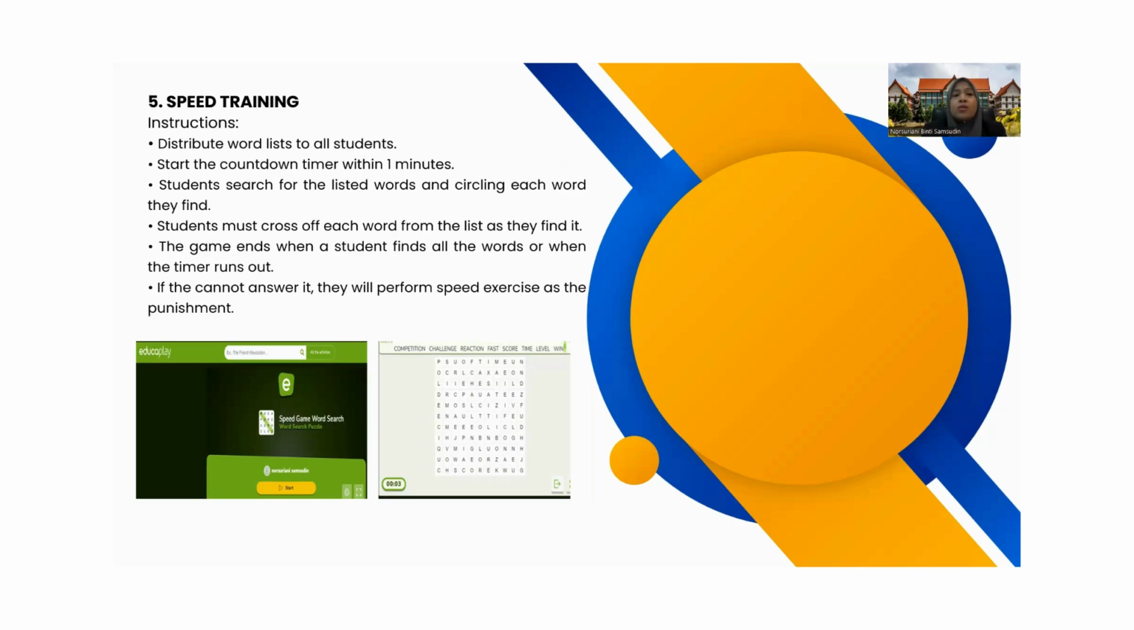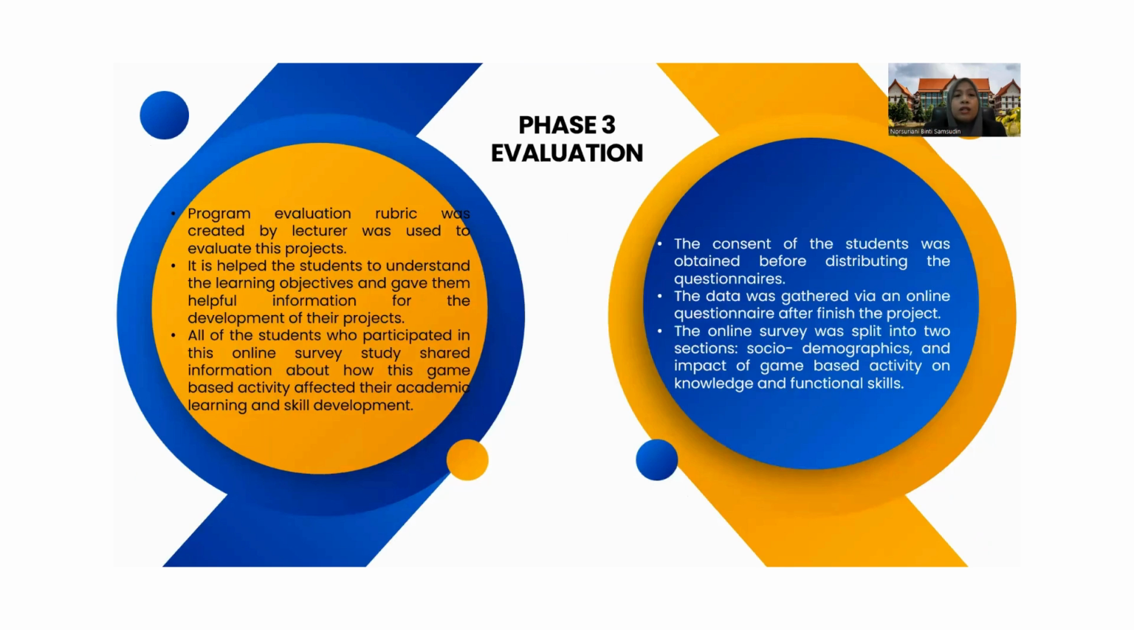And also the student must cross off each word from the list as they find it, and the game ends when a student finds all the words or when the time runs out. If the student cannot answer it, they will do the speed exercise as their punishment.